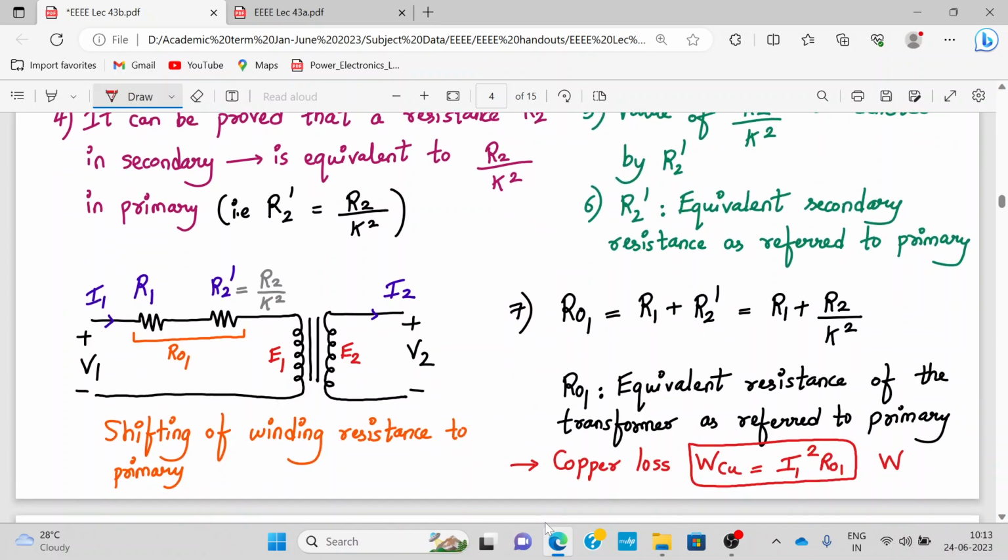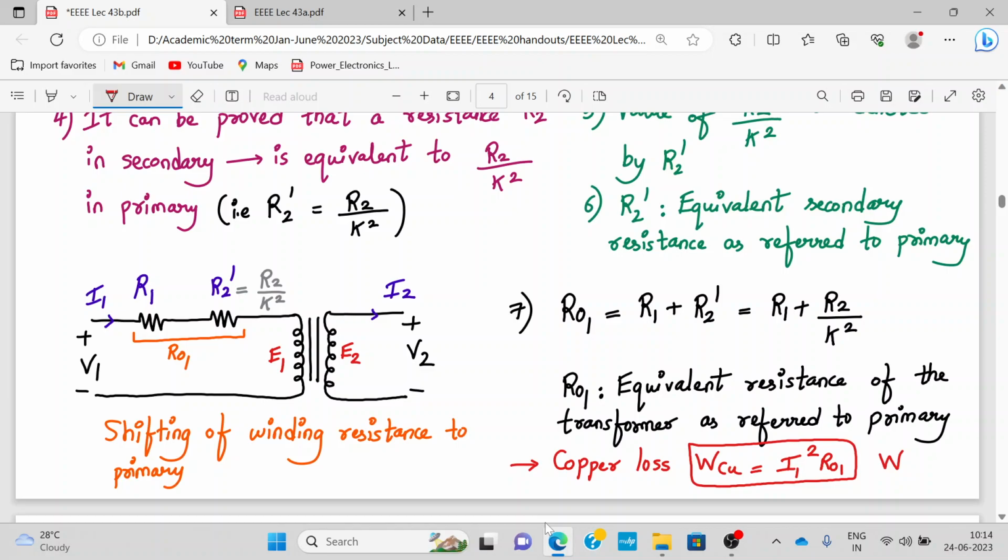Now this R1 and R2 dash, we can write as a combination as one resistor R01. So R01 will be R1 plus R2 dash, and R2 dash is R2 upon K square. So R01 is R1 plus R2 upon K square. Now what is R01? R01 is the equivalent resistance of the transformer as referred to primary. This technique is called shifting of winding resistance to primary. With this there will be no secondary winding resistance, the entire resistance will come over here. So this will be easier for calculation purposes.